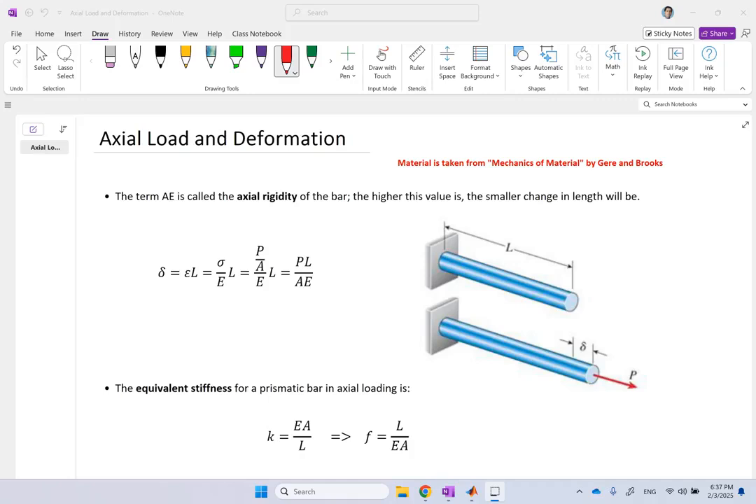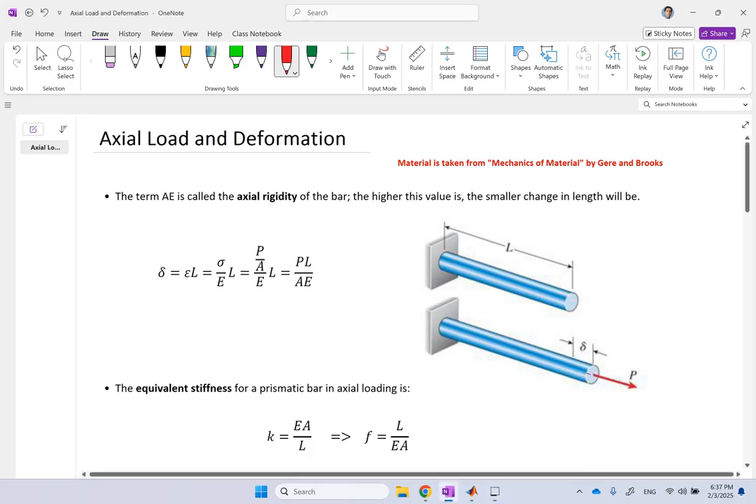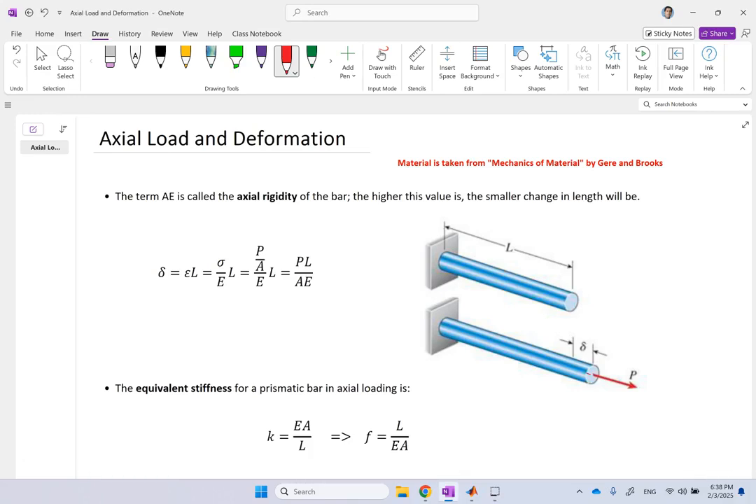Hello everyone. Let's look at axial load and deformation in this video. So here we assume that the load is basically an axial load. It applies along the axis of the part, let's say a bar here. And so it can only do basically tension or compression. And the only effect it has is the change in the length, delta.